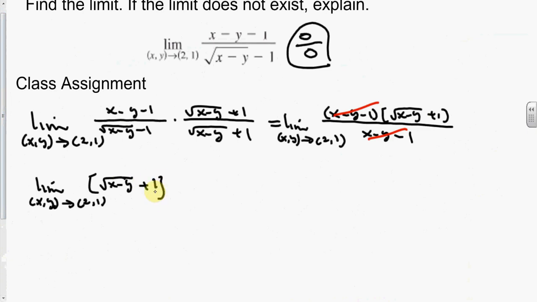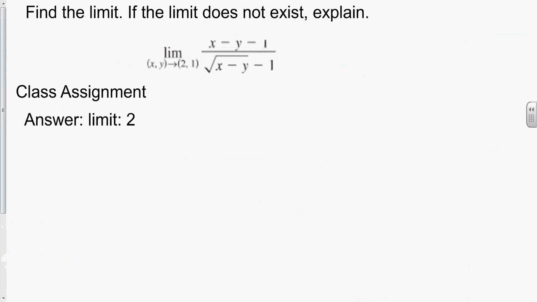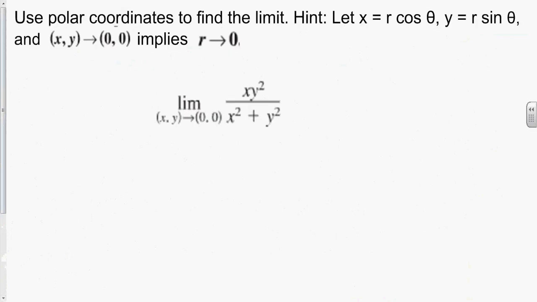Now we plug in x equal to 2 and y equal to 1. I get the square root of 2 minus 1, and then on the outside plus 1. The square root of 1 is 1, plus 1. I just end up with 2. All right. Let me work 2 more and then we'll get out of here.